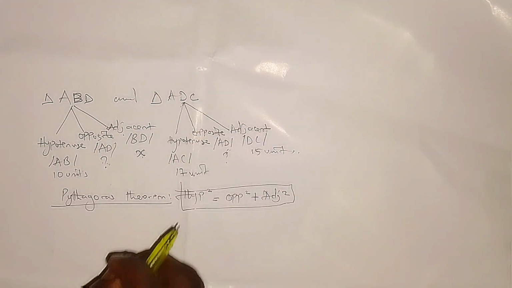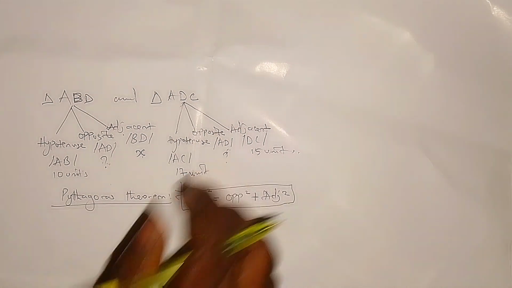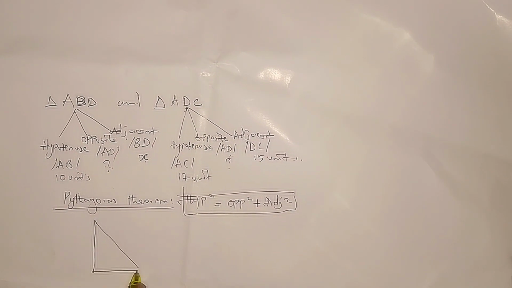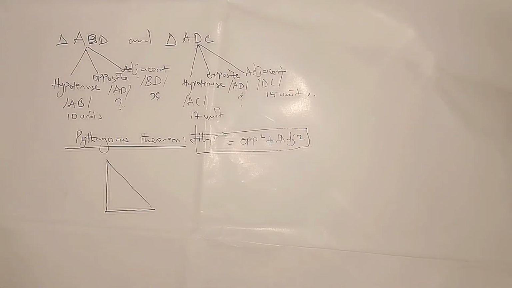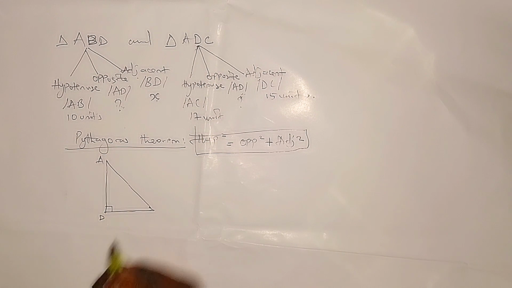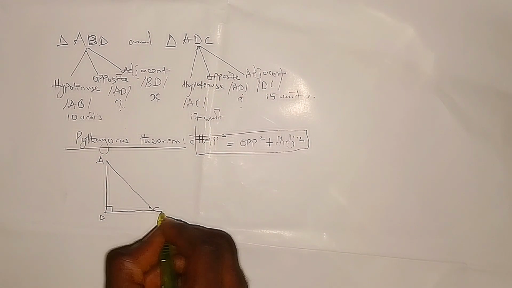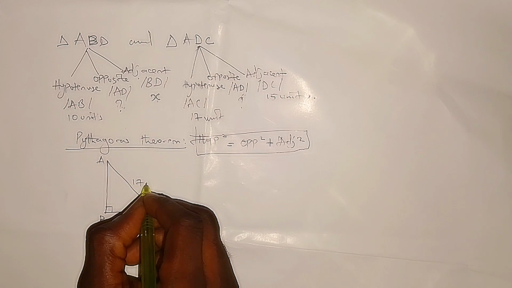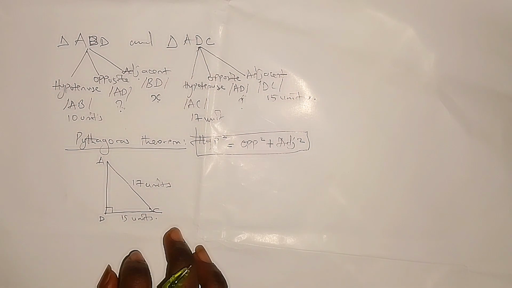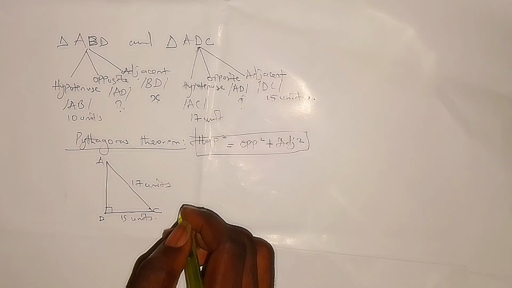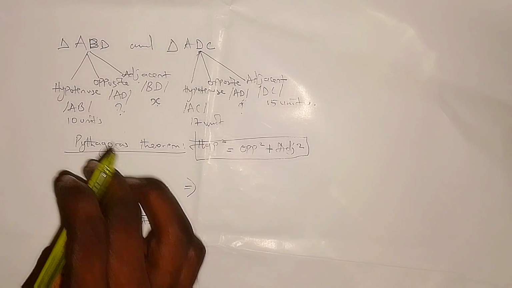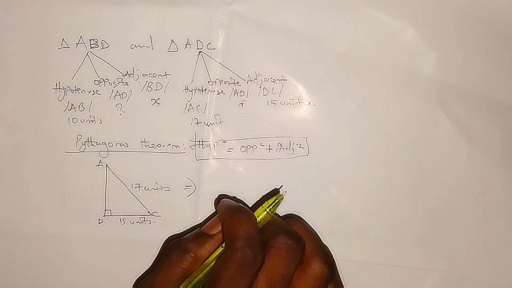Now let's analyze that of ADC. If we're going to be analyzing the triangle ADC, let me bring it out for you. So we have our A here, we have our D here. Don't forget to put your right angle 90 degrees, then your C. So we have side AC as 17 units and side DC as 15 units. Now we already identified our AC as the hypotenuse side and our DC as the adjacent side. So therefore, we're going to have this finding AD. AD was located as our opposite.